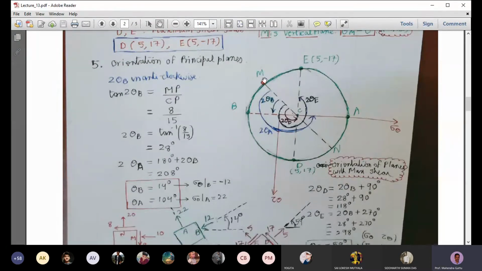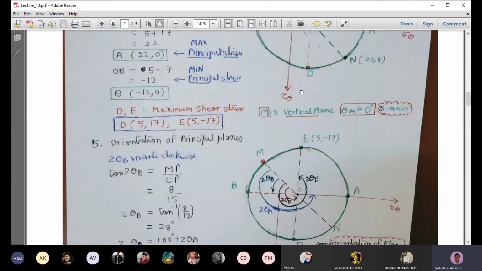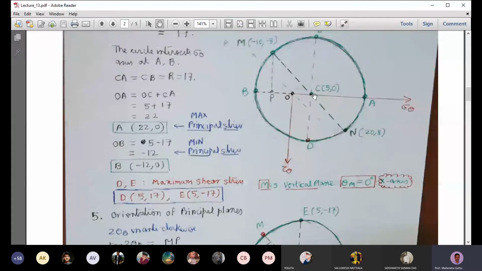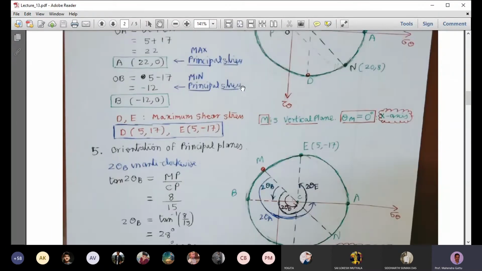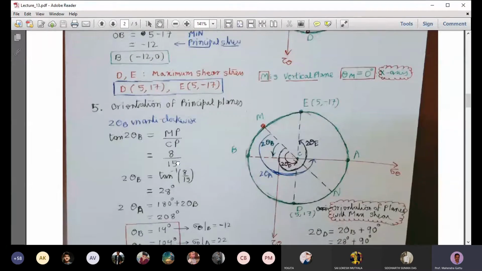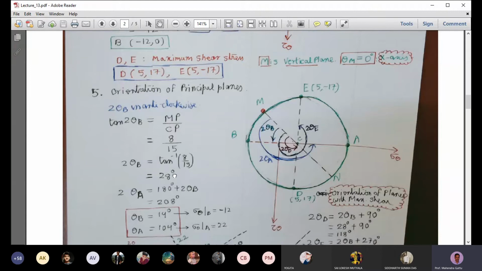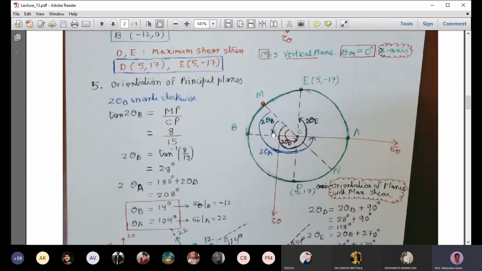So MP value is the y coordinate of M, which is 8, and how do we get the CP value? The x coordinate of C is 5 and the x coordinate of P is minus 10. So 5 minus minus 10 will be 15. So CP value is 15. With this we can get 2 theta b, which is tan inverse of 8 by 15, and that value is 28 degrees. So this anti-clockwise rotation is 28 degrees.